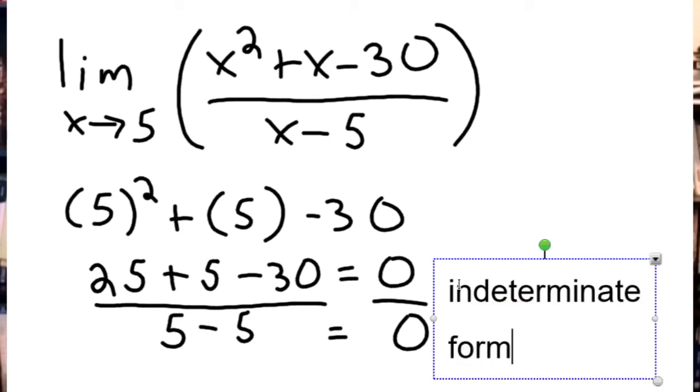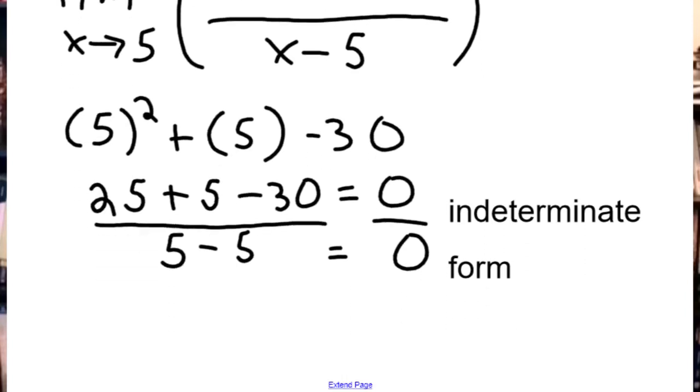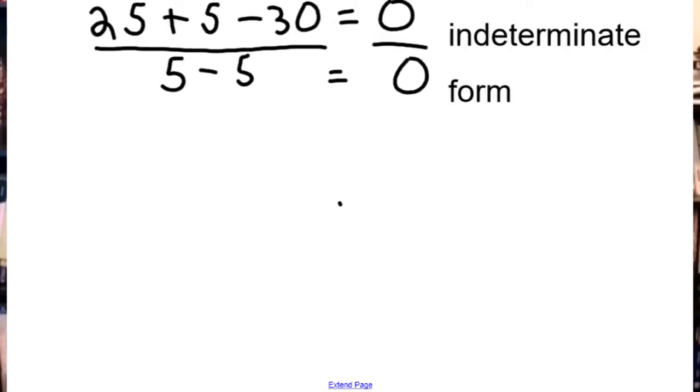And how we try to find the limit when we get this 0 over 0 indeterminate form for right now will be by factoring and simplifying. So we're going to try to factor and simplify in order to plug the 5 back in and get the answer. A little bit later, we'll learn something called L'Hopital's rule, which will allow us to do it with derivatives. But since we don't know derivatives yet, we're going to utilize something we do know, which is factoring.